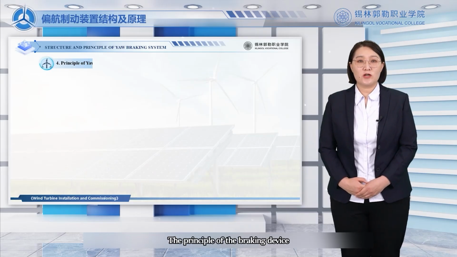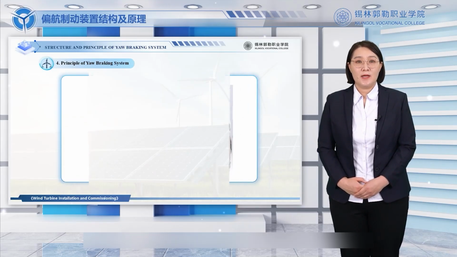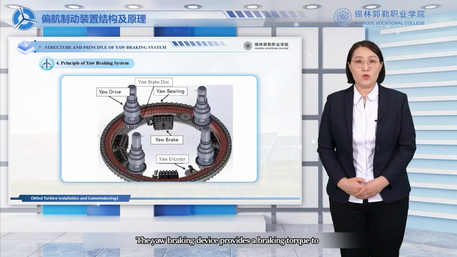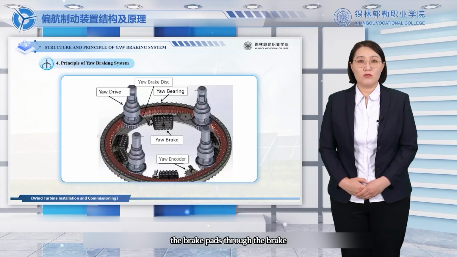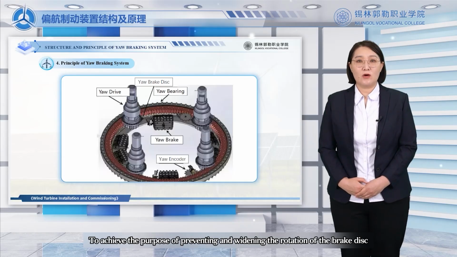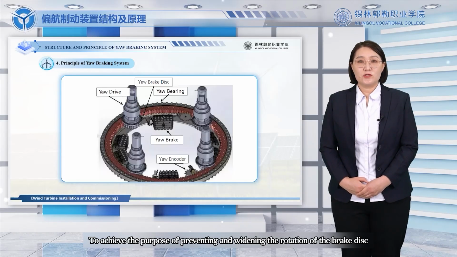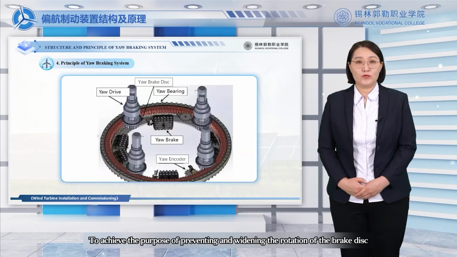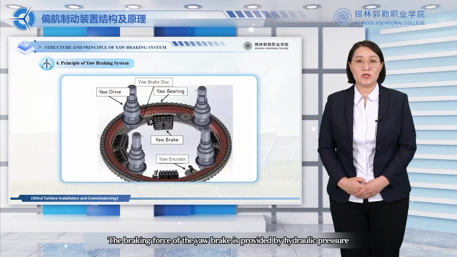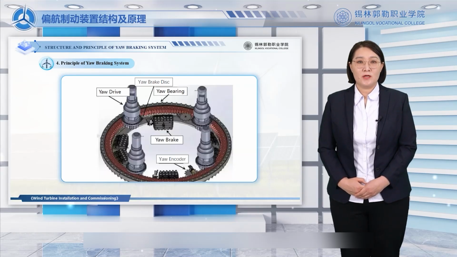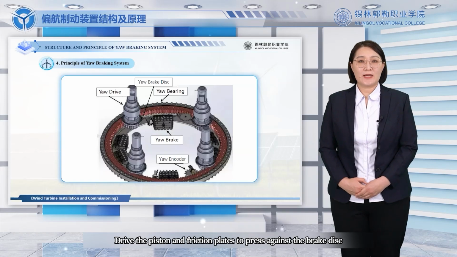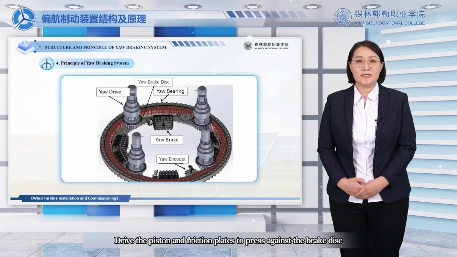The principle of the braking device. The yaw braking device provides a braking torque to the brake disc through the brake pads to achieve the purpose of preventing the rotation of the brake disc. The braking force of the yaw brake is provided by hydraulic pressure, driving the piston and friction plates to press against the brake disc.